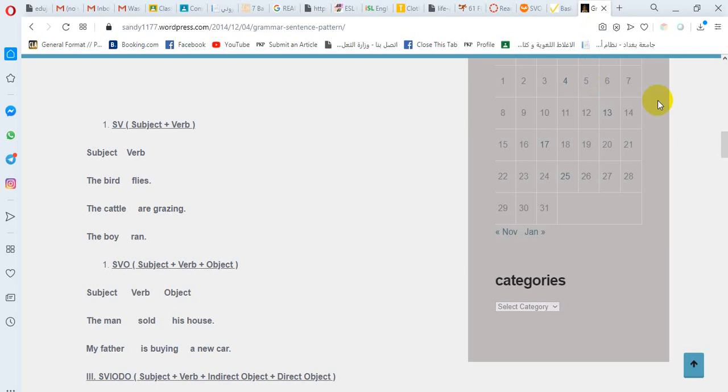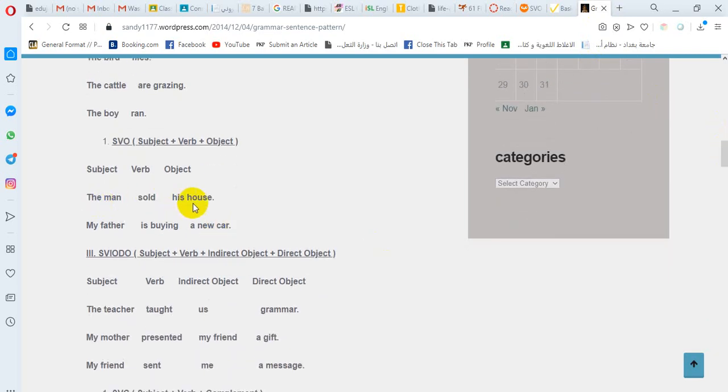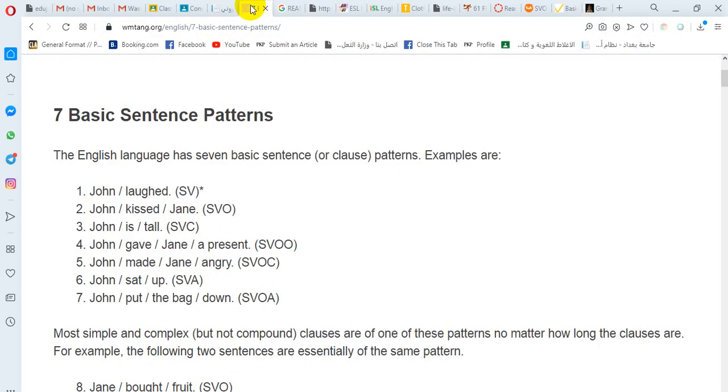So if you take more examples, okay, here we have what? The man sold his house. Sold is the verb and his house is the object. I bought a present. So a present is an object. My father is buying a new car. My father is buying a car. So whether we have a noun or a noun phrase, I mean the noun is preceded by an adjective, it makes no difference because an object is a noun, okay? And usually a noun can be modified by an adjective. Okay, so this is what we call the second sentence pattern, subject, verb, and object.